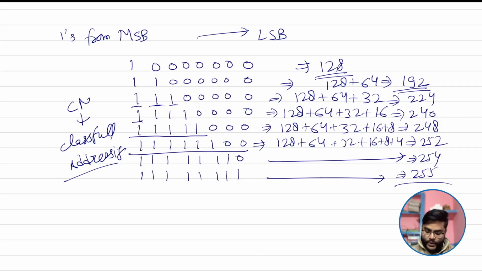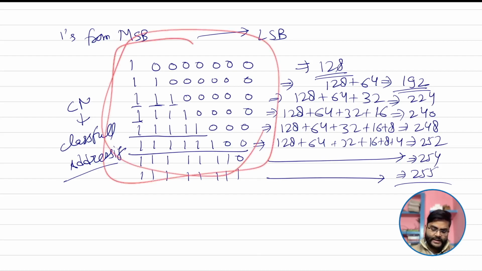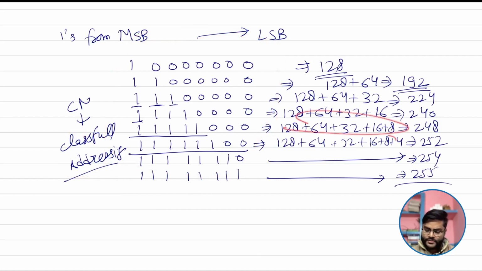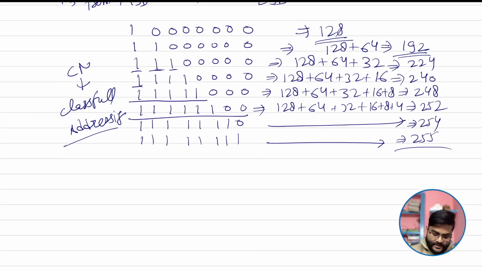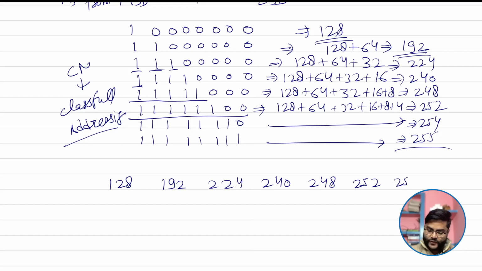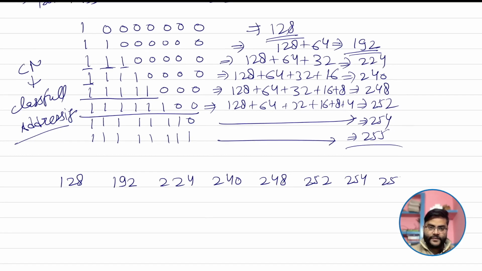Okay. Now, if you do all of this, it will take a lot of time. And you have to use this very frequently in computer networks. So every time you do this, it will take a lot of time. So my suggestion is, just understand it like this: 128, 192, 224, 240, 248, 252, 254, 255.